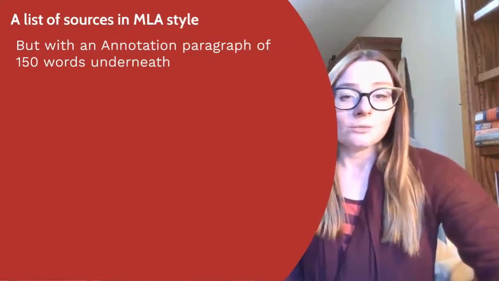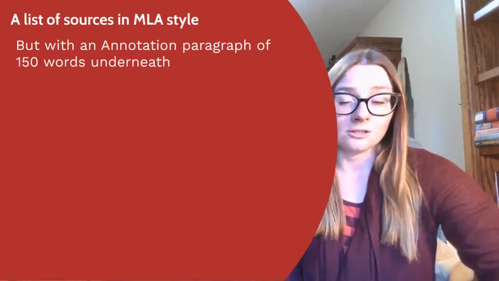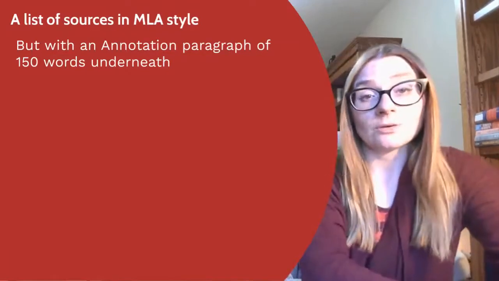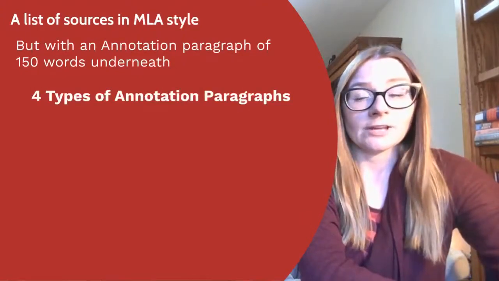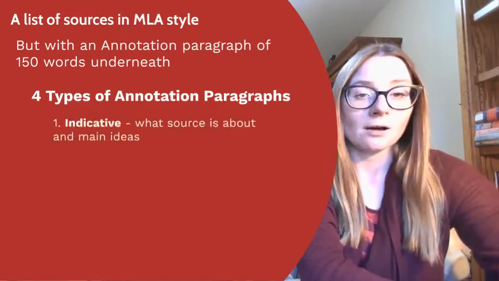But yeah, basically we're just writing 150 words underneath each citation to let the reader know what we found, how it's useful. So there are 4 types of annotation paragraphs. So when I say summarize and evaluate, those are the most common.